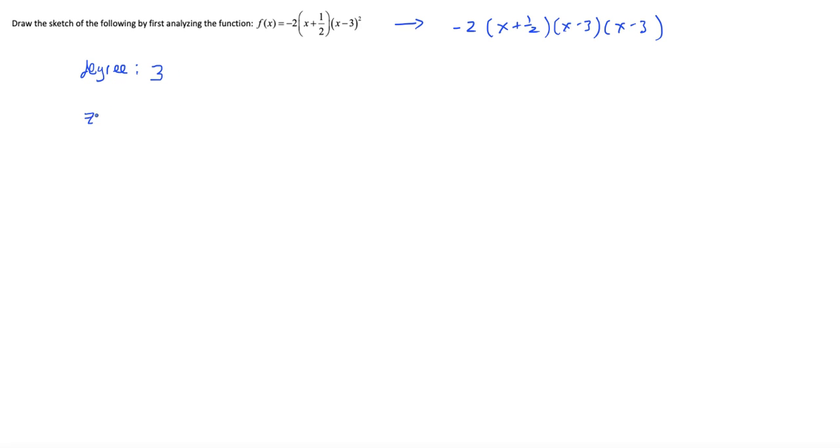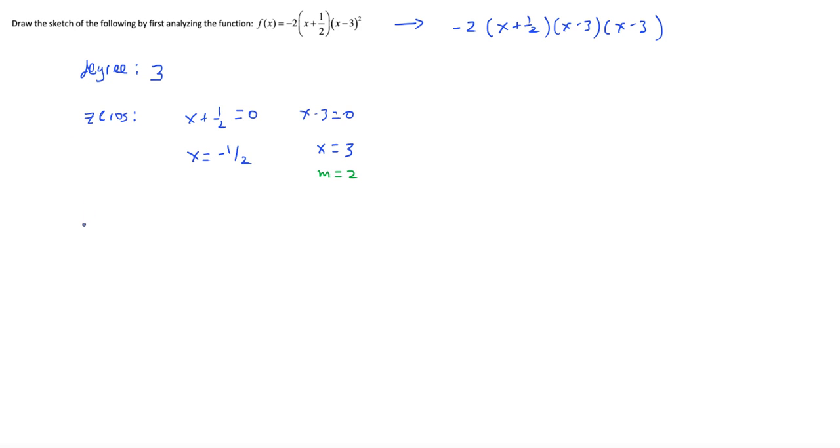And now how do we find the zeros? Remember, we set each factor equal to 0. So in this case, x plus 1/2 is equal to 0, and x minus 3 is equal to 0. So here x equals -1/2, and here x is equal to 3. Now, the multiplicity here is going to be equal to 2, because there are essentially 2 of these x minus 3 factors.